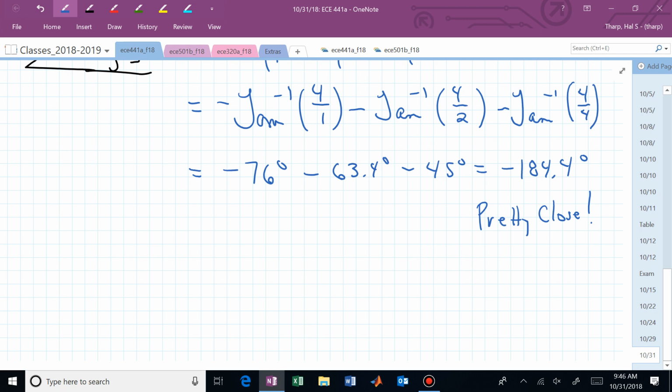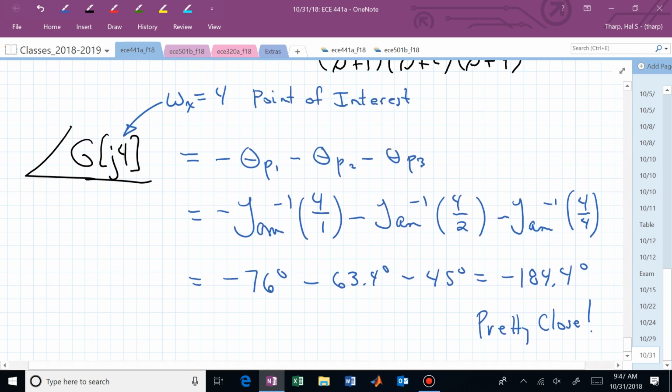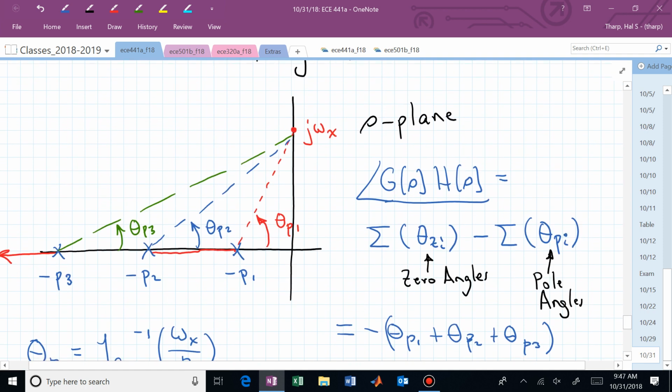Do we want this? So now if you said, oh, I guess I don't have it drawn, but imagine P1, P2, and P3 are at 1, 2, and 4, and now I go up, omega sub x is 4. Which way do I slide omega sub x if I've now calculated it to be minus 184 at 4? Do I want omega sub x to go higher on the imaginary axis or lower for the actual imaginary axis crossing? We wanted minus 180.